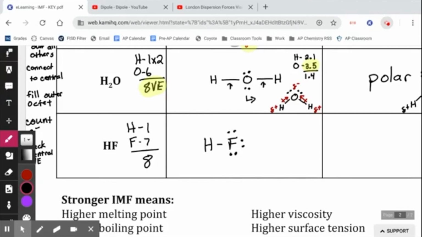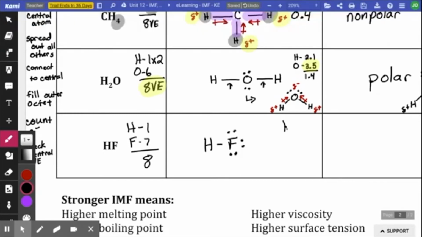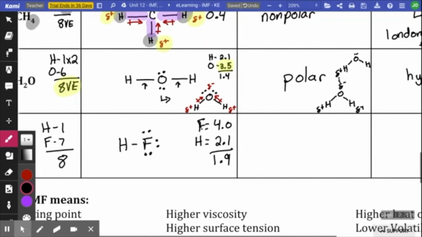Next thing we need to do is find our difference in electronegativity. So fluorine, we know, has an electronegativity of 4, and hydrogen has an electronegativity of 2.1. So our difference is 1.9. Now that is going to be an ionic bond, which means it's going to have polarity that's involved. Okay. Now ionic are going to form polar molecules. Okay.